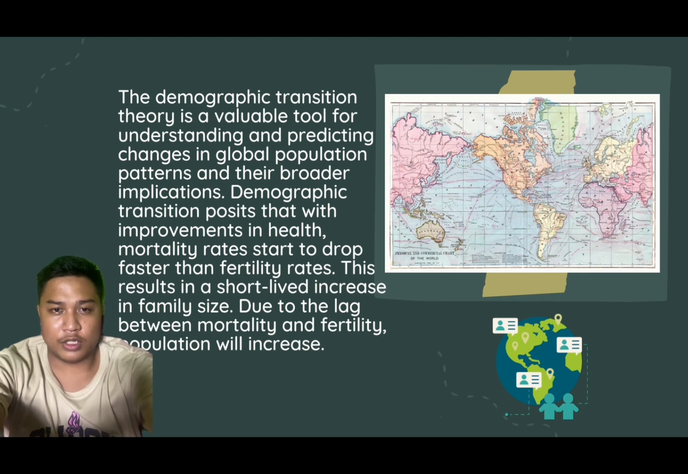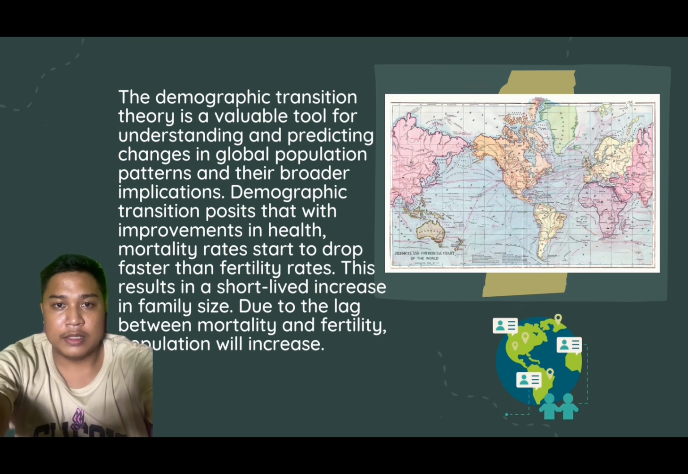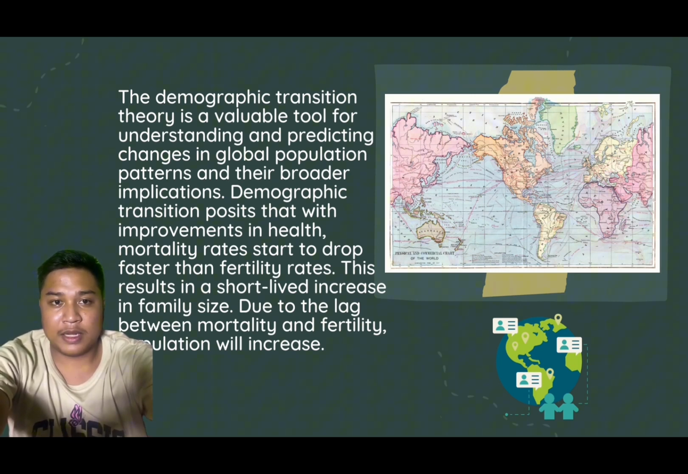In demographic transition, with improvements in health, mortality rates start to drop faster than fertility rates. This results in a short-lived increase in family size due to the lag between mortality and fertility. Population will increase.